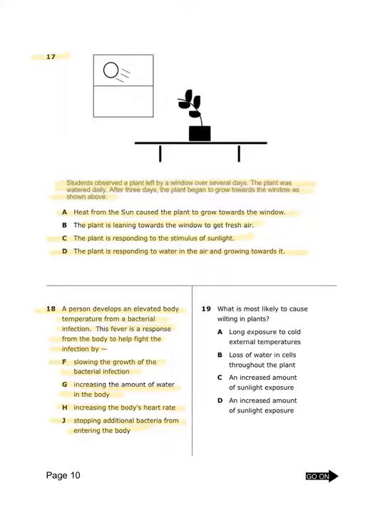Number 19. What is most likely to cause wilting in plants? A. Long exposure to cold external temperatures. B. Loss of water in cells throughout the plant. C. An increased amount of sunlight exposure. D. An increased amount of sunlight exposure.